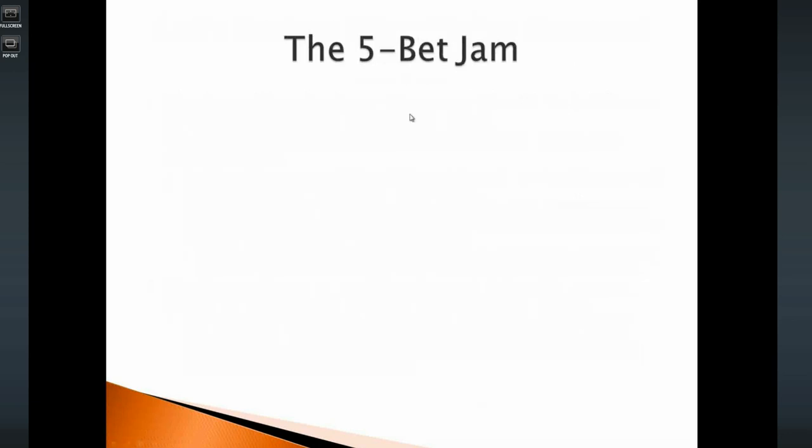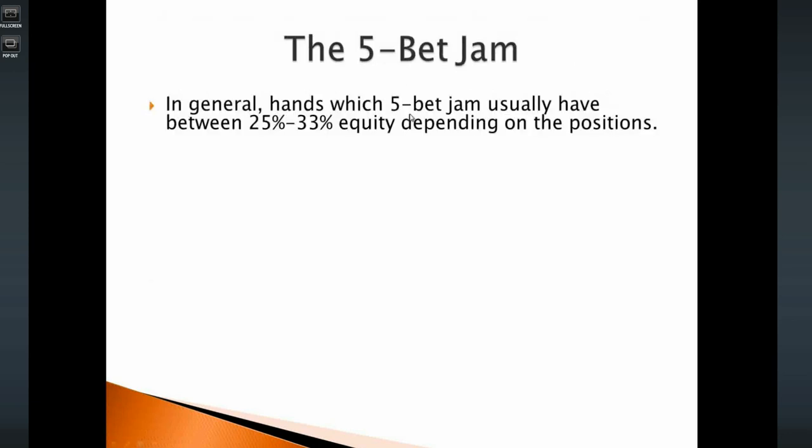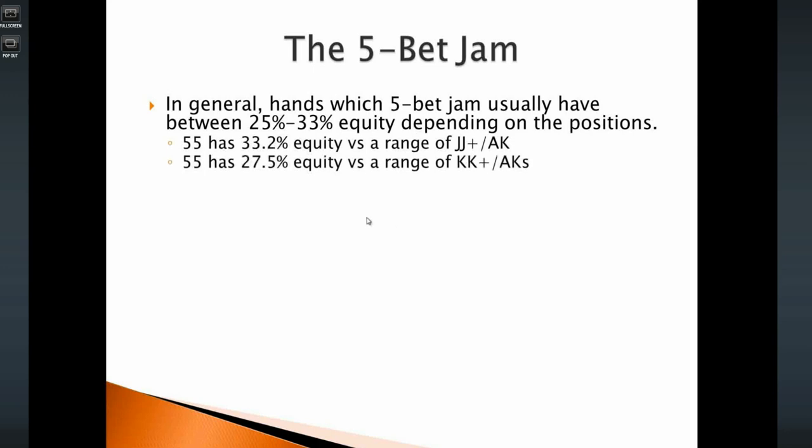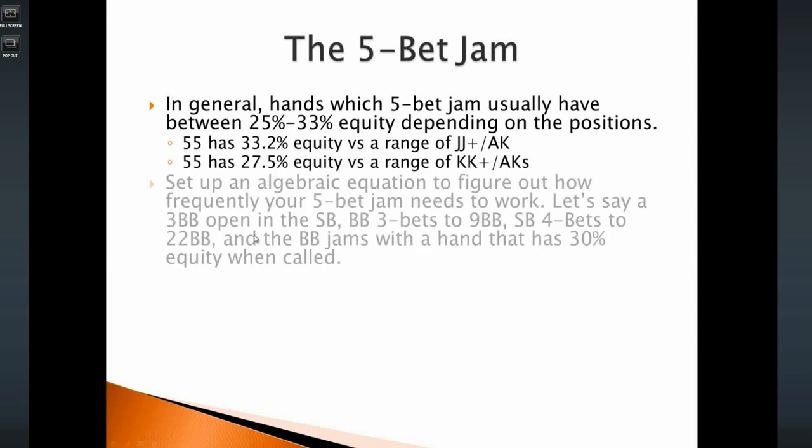The 5-bet jam. In general, hands which 5-bet usually have between 25 to 33% equity depending on the positions. Pocket fives has 33.2% equity versus a range of jacks and better and ace-king. Pocket fives has 27.5% equity versus a range of kings and better and ace-king suited. That's a pretty big jump.